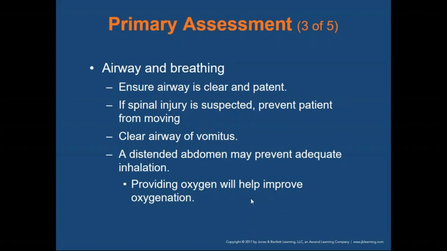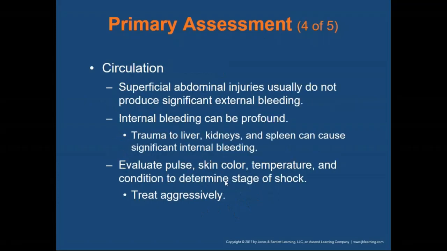Maintain that airway, manage that C-spine, have suction available. We have to clear the airway. This abdominal trauma can cause nausea and vomiting, so we need to be ready to suction. And that abdominal distension can put pressure on the stomach, which can also cause nausea and vomiting. And then provide the maximum oxygenation that we can for them.